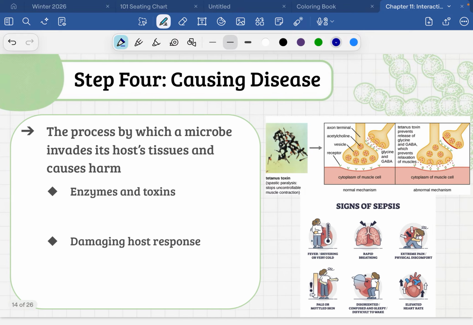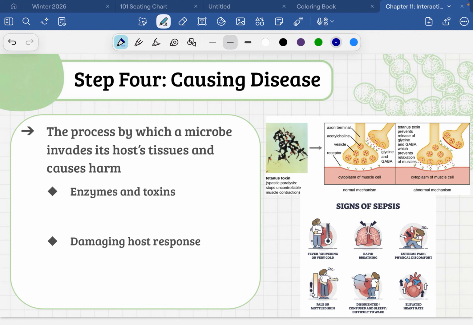Okay. The fourth step is causing disease. So it's the process by which the microbe invades its host tissue and causes harm. And that's what the disease is. It's harm or change caused by an outside force. Okay? And there's a couple of different ways that microbes, bacteria, viruses are capable of causing harm.